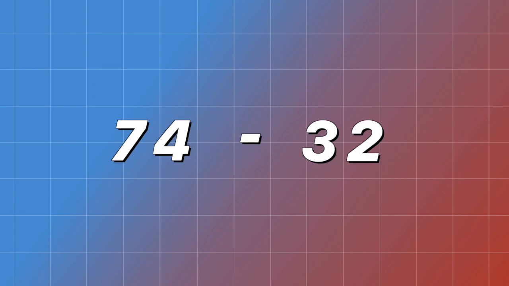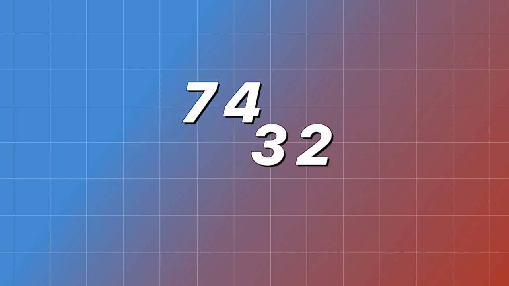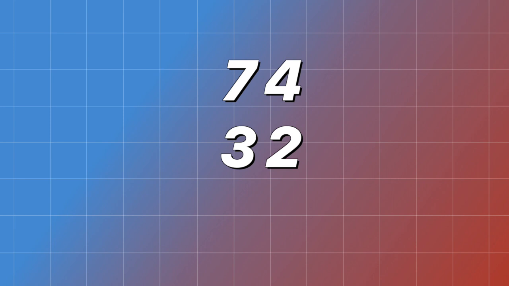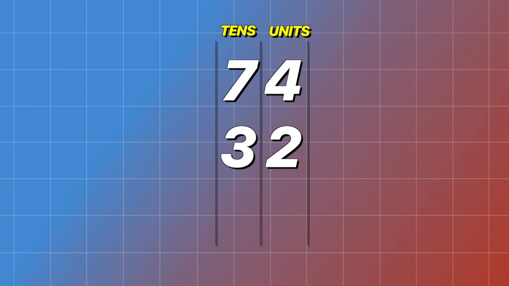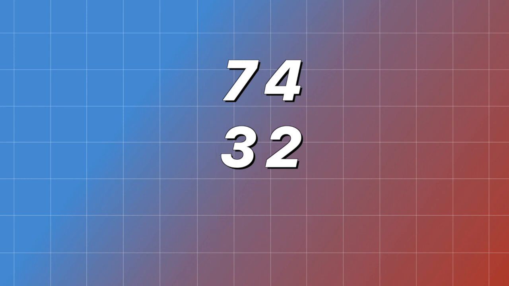Let's move on to a second example. 74 minus 32. For this second example, we follow the same steps as before. First, we align the two numbers of the calculation, placing the larger one above the smaller one. The units and tens are carefully aligned to facilitate the calculation. Once aligned, we add a horizontal line below the smaller number and the minus sign to indicate subtraction.